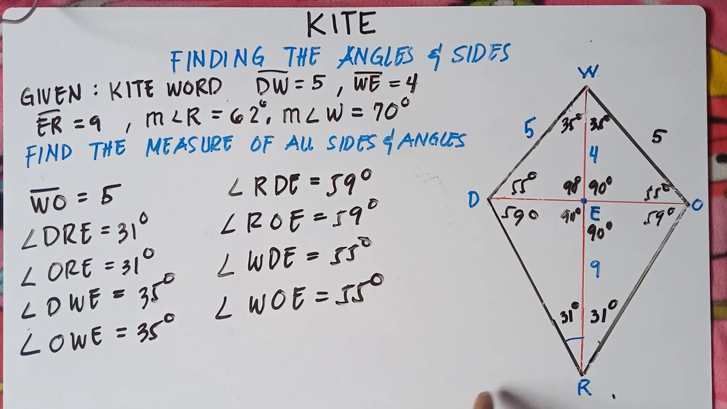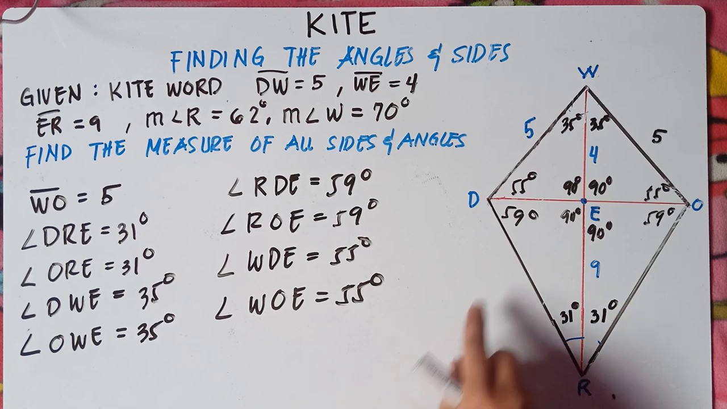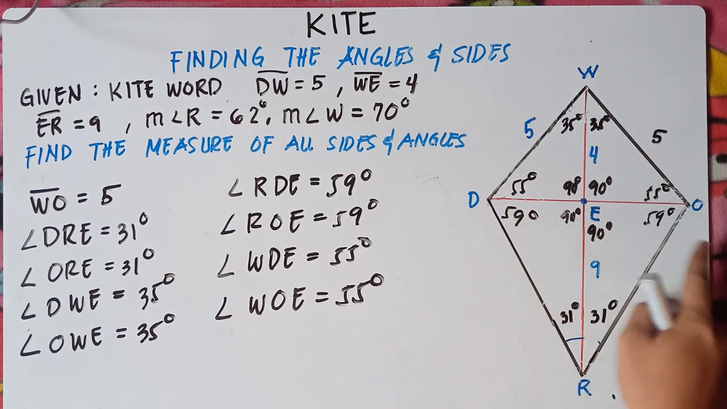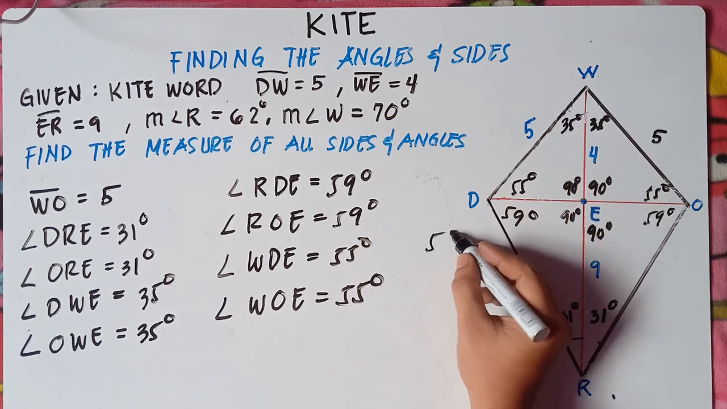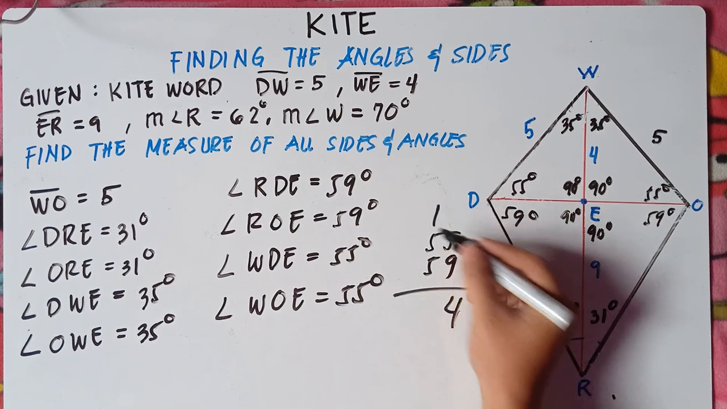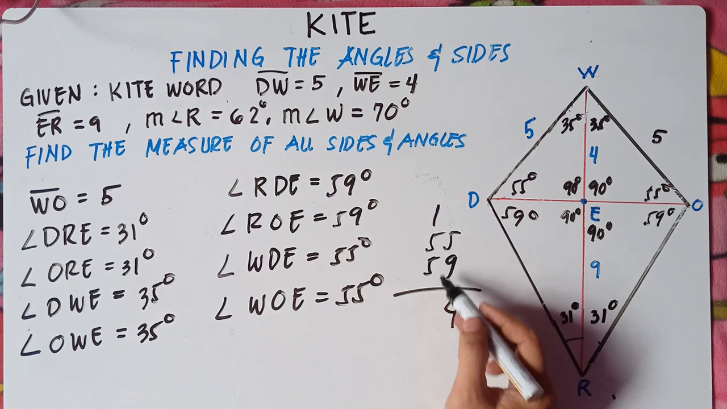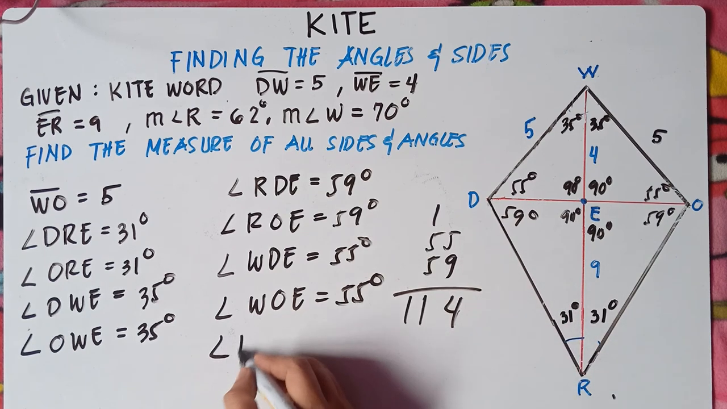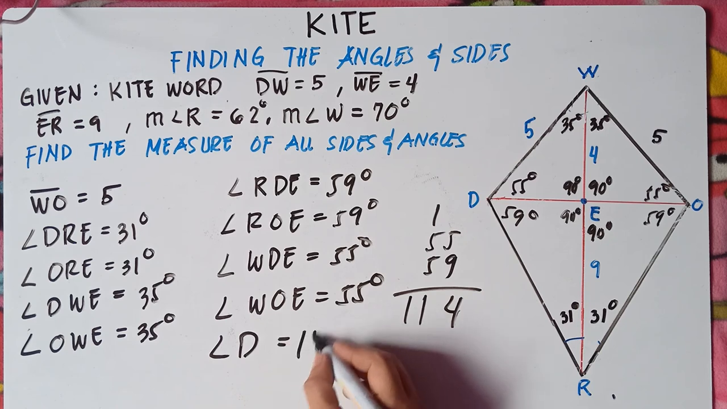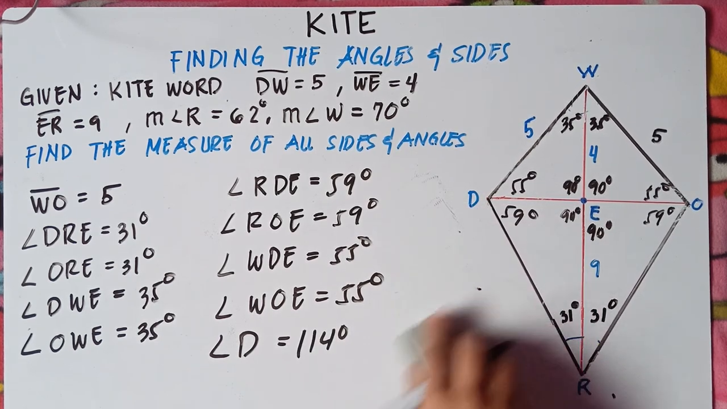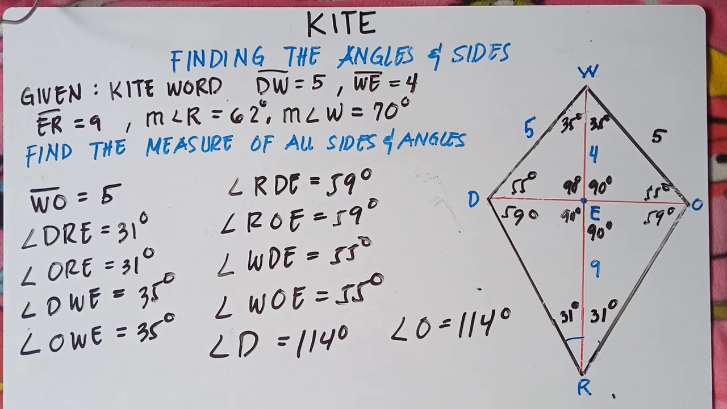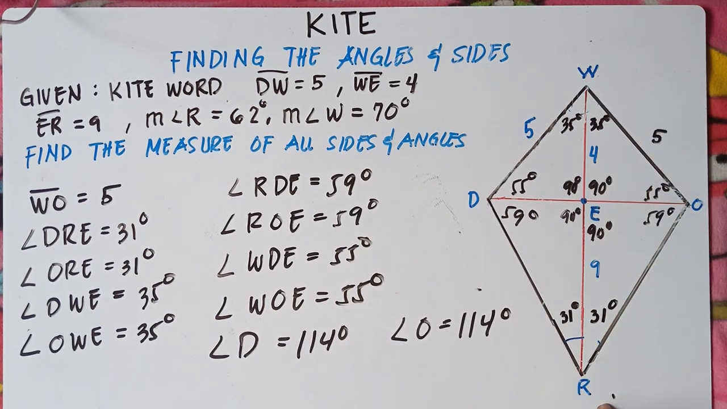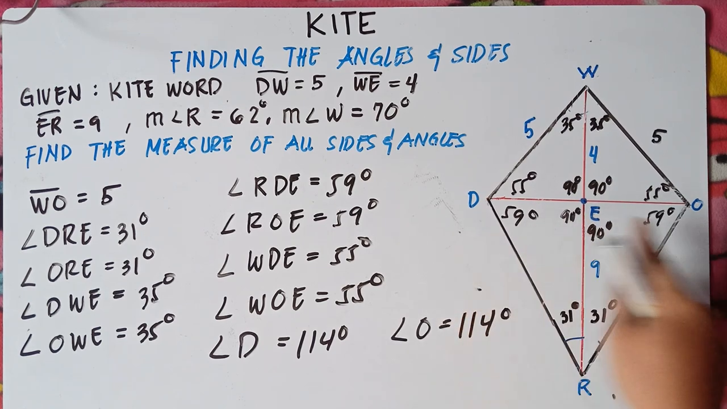So we're done with the angles, class. You can pause the video to find the angles. These are now the angles. We can also add these to find angle D. Let's check if they have the same measure. Of course, they have the same measure: 55, 59, 55, 59. So angle D is 55 plus 59. 5 plus 9 is 14, carry 1. 5 plus 5 is 10, plus 1, 11. 114. Therefore, angle D is equal to 114 degrees, and the measure of angle O should also be 114 degrees. So angle W is 70, angle R is 62, angle D is 114, and angle O is 114.